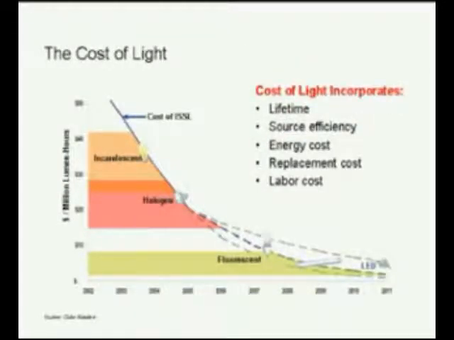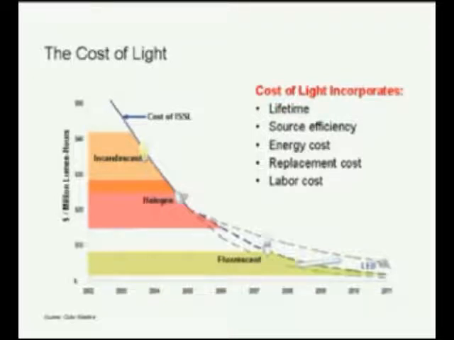Now, if we take those trends, and we have no reason to believe that these will not continue into the future, all results indicate that in some cases it's accelerating. And we take into account lifetime, source efficacy, energy costs, replacement costs, and labor costs, we can get a true cost of light. This formulation, which you can find in the IES handbook in a chapter on lighting economics, is termed the cost of light.